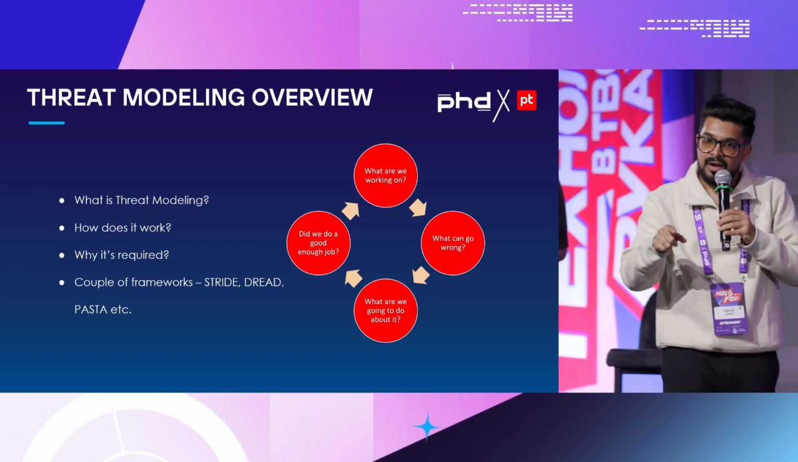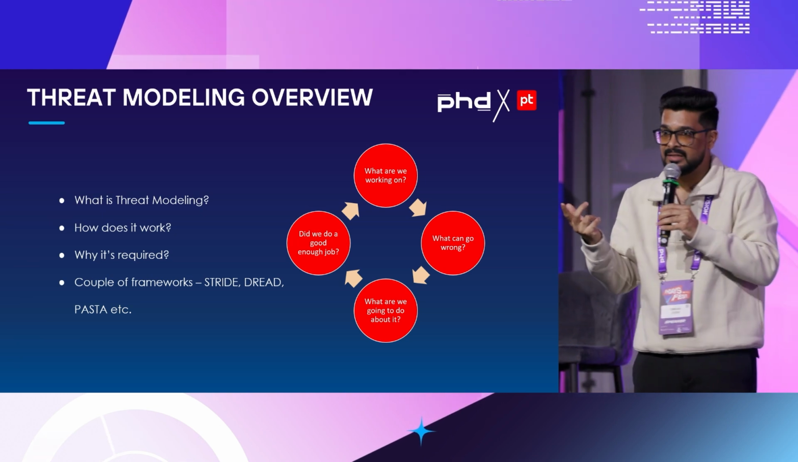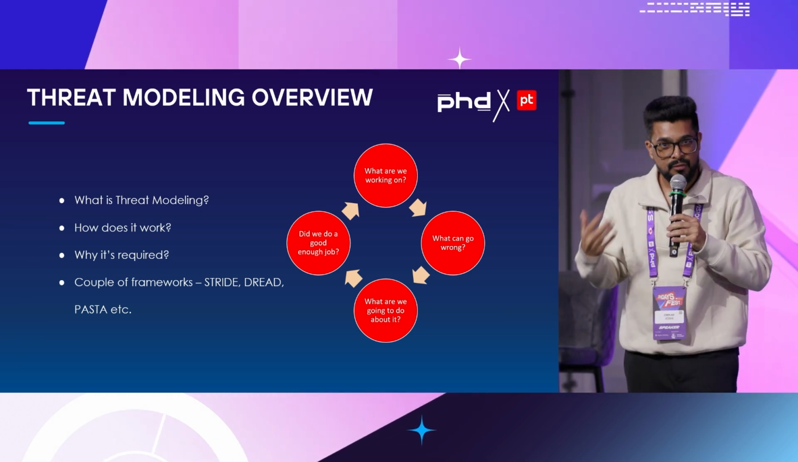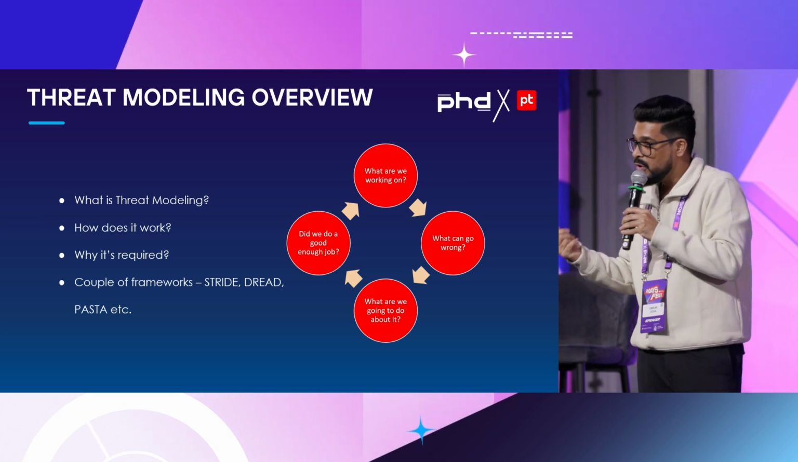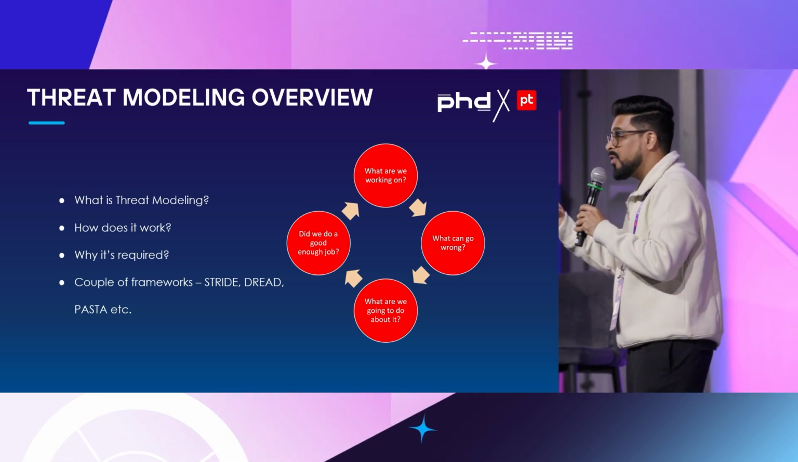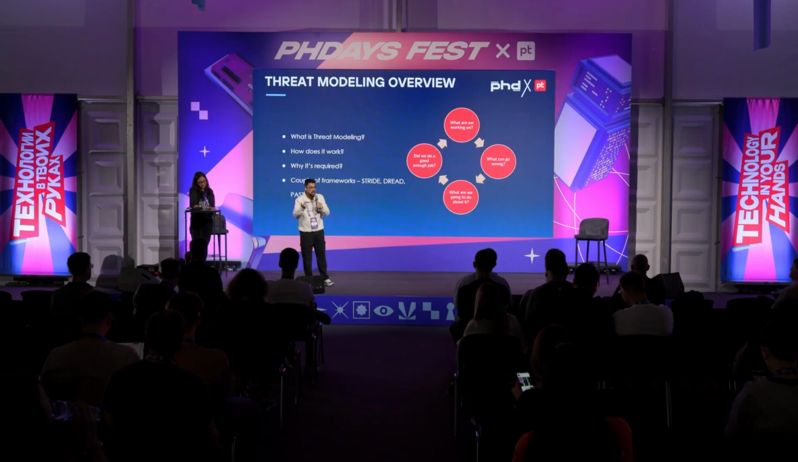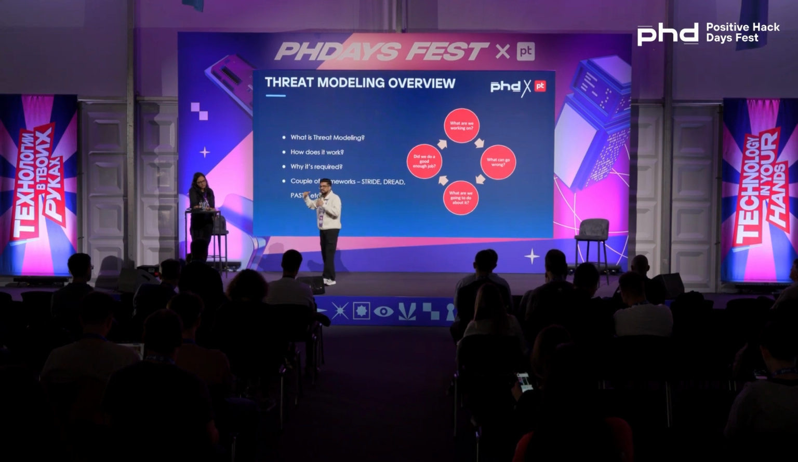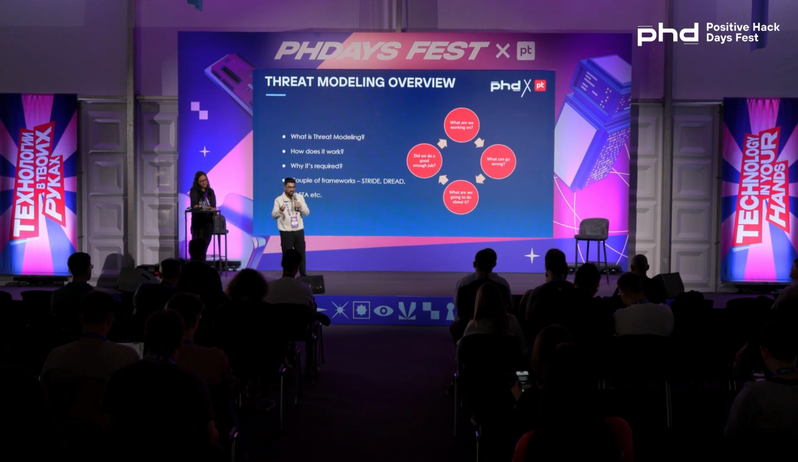STRIDE, DREAD, PASTA, and there are more. STRIDE has a full form as well. It stands for spoofing, tampering, repudiation, I for information disclosure, D for DoS, E for elevation of privilege, that is privilege escalation. So these are some of the frameworks or standards used to conduct a threat model. But we are going to shift a little to the other side and talk about the traceability matrix.